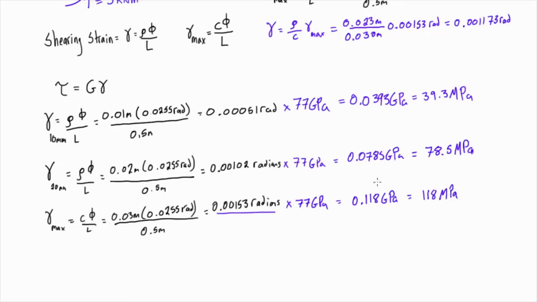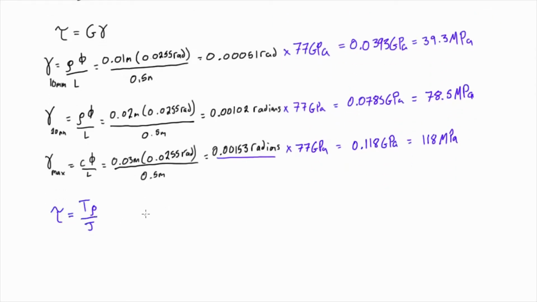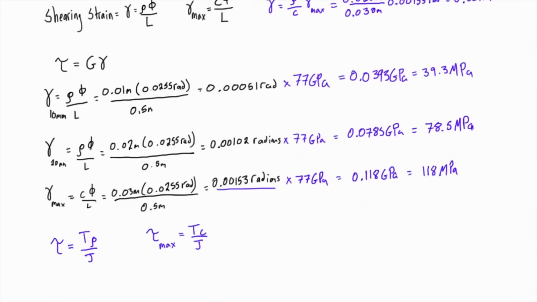Now, it turns out that we can also calculate shearing stresses due to torsion using these equations here. We call these the elastic torsion formulas, where T is the internal torque. Rho here is the same rho that we were using in this expression, just the radial distance out from the axis of the rod. And J here was the polar moment of inertia, which, if you recall, in the last video, we already calculated as 1.272 times 10 to the negative 6 meters to the fourth for this particular rod.